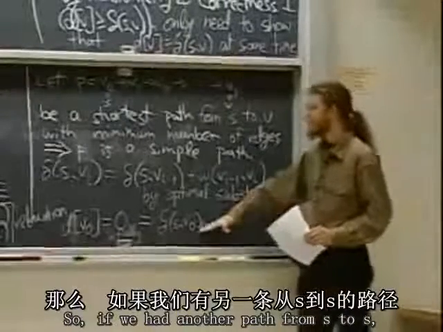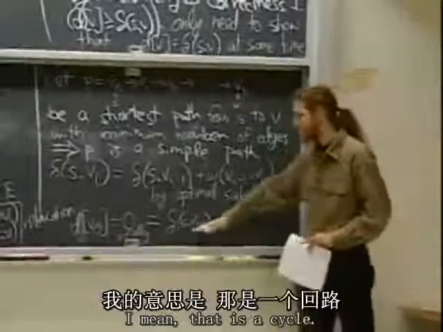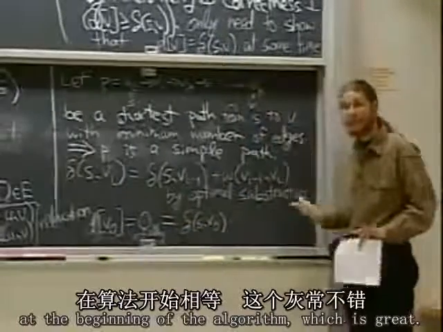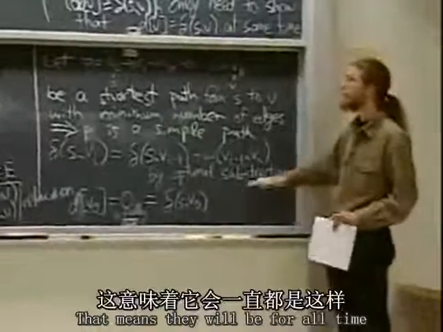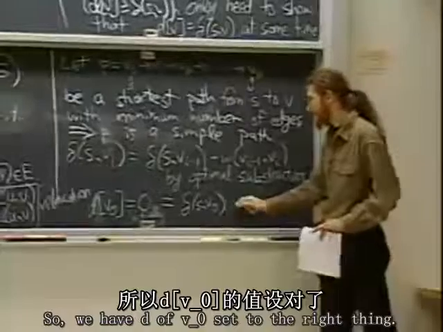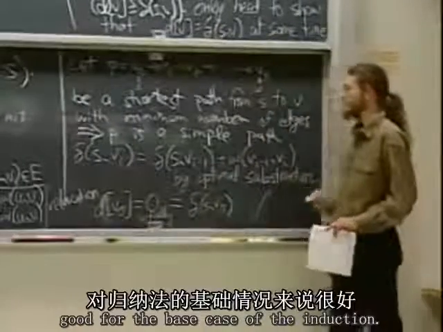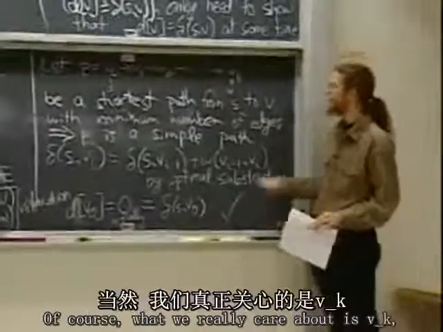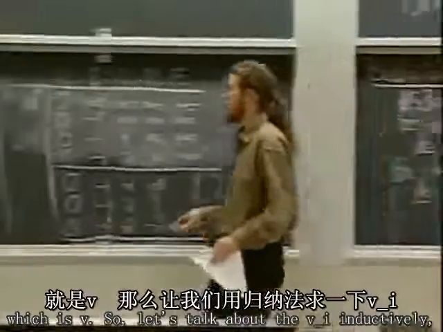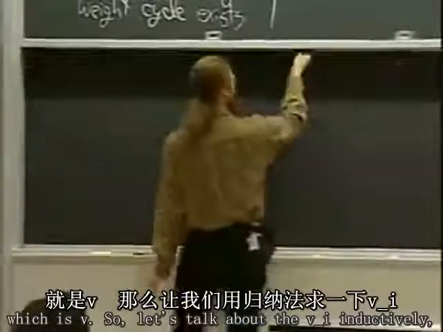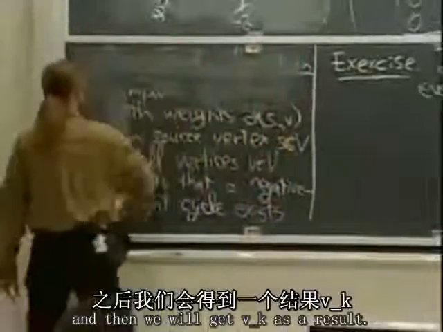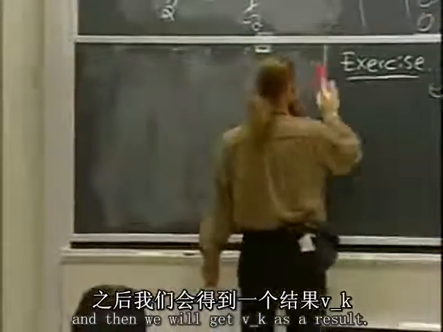If we had another path from s to s, that is the cycle. So it's got to be 0. So these are actually equal at the beginning of the algorithm, which is great. That means they will be for all time, because we just argued up here that d only goes down and never can get too small. So we have d of v0 set to the right thing. Great. Good for the base case of the induction. Of course, what we really care about is vk, which is v. So let's talk about vi inductively, and then we will get vk as a result.